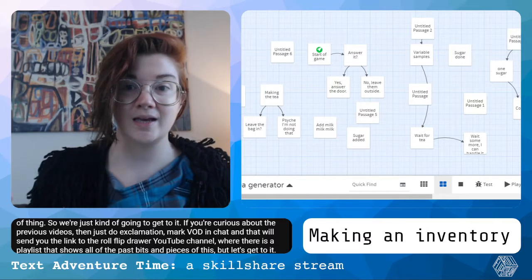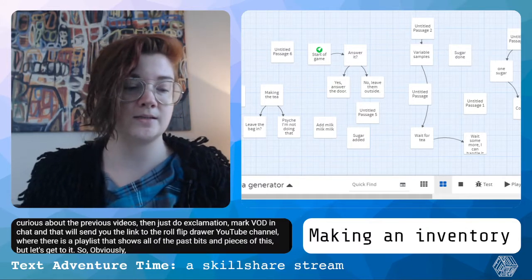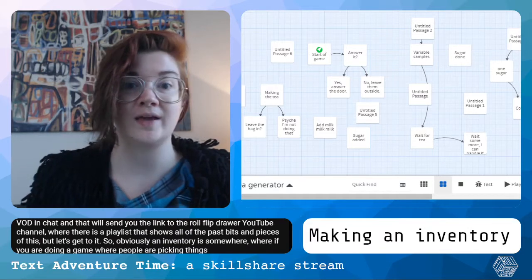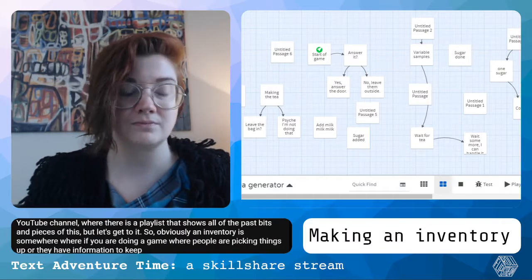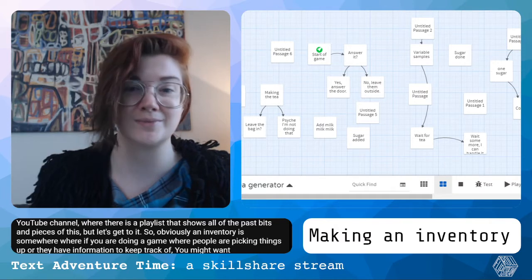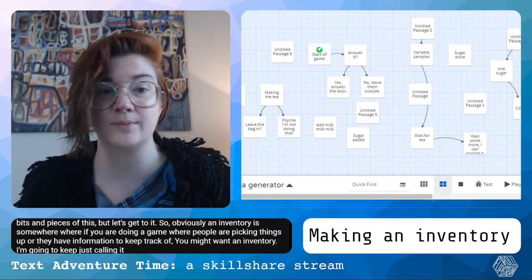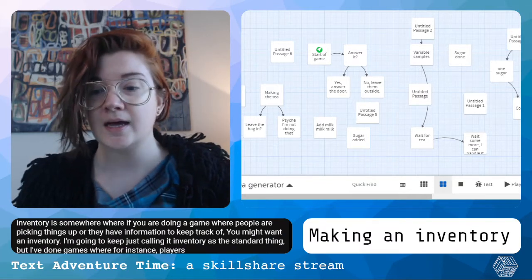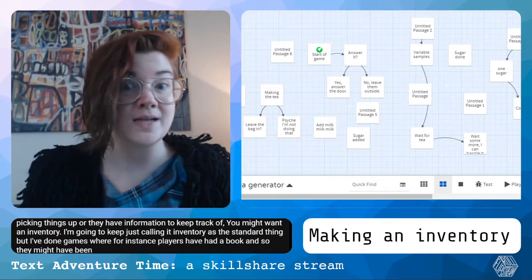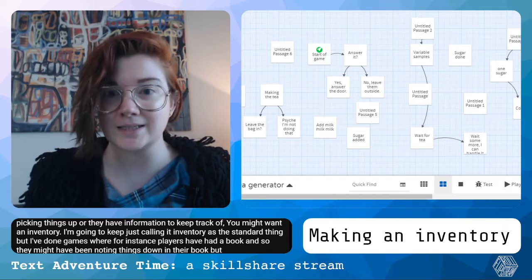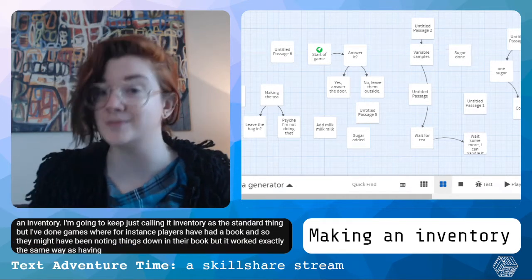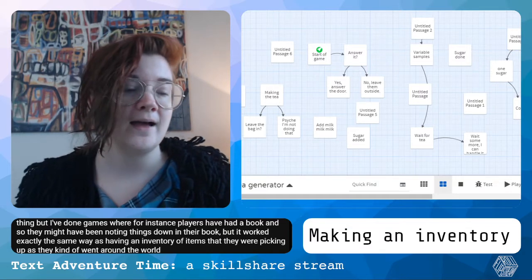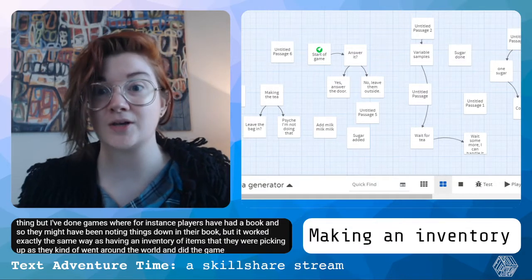So obviously an inventory is somewhere where, if you are doing a game where people are picking things up or they have information to keep track of, you might want an inventory. I'm going to keep calling it inventory as the standard thing, but I've done games where, for instance, players have had a book, and they might have been noting things down in their book, but it worked exactly the same way as having an inventory of items that they were picking up as they went around the world. And it is fairly simple.